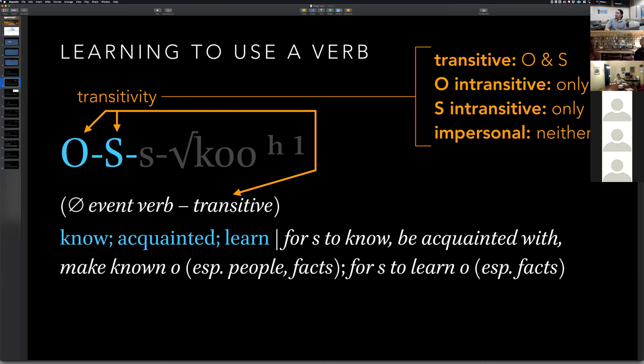So transitive has that "trans" like transportation, to get you from one place to another. That's to clarify that term. S does it. O is having it done to them. And it goes O-S, O-S. It always goes in that order. The S is always right next to the classifier, and the O is usually on the outside of the verb.